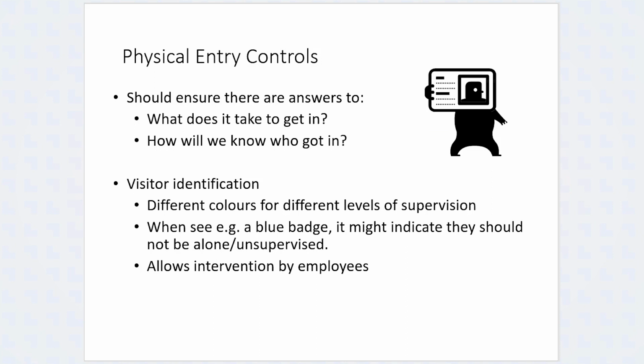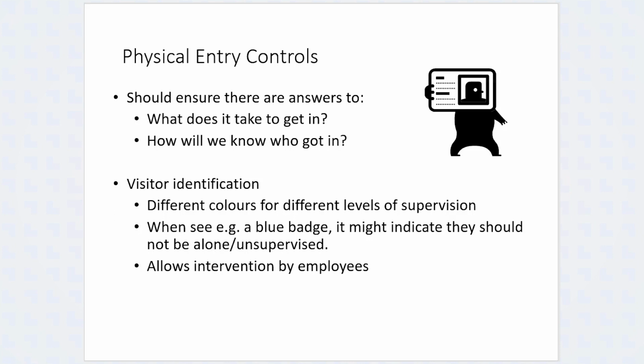Physical entry controls involve determining what does it take to get into this building, and how will we know who has got into the building? Right? So some companies have different colors on their badges for different levels of supervision. You might see a blue badge that indicates that they should not be alone or unsupervised. Let's say they are just visiting for a job interview, for example.